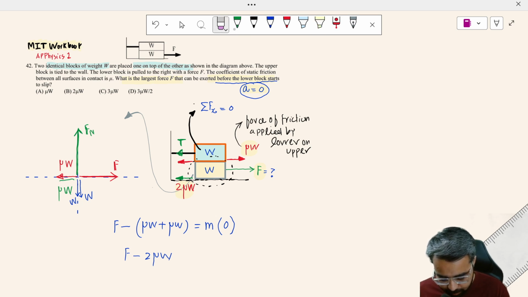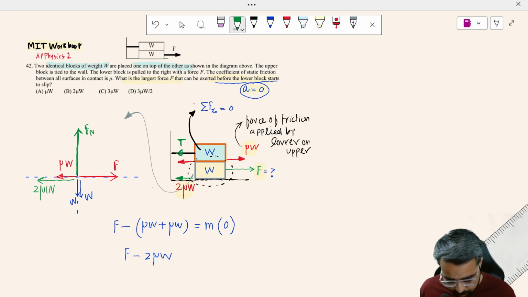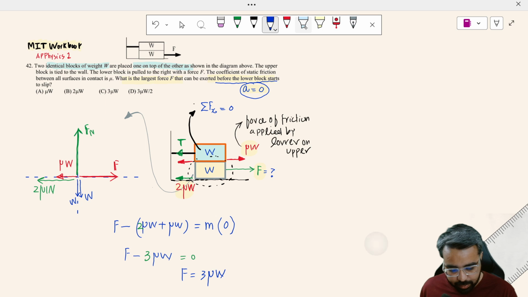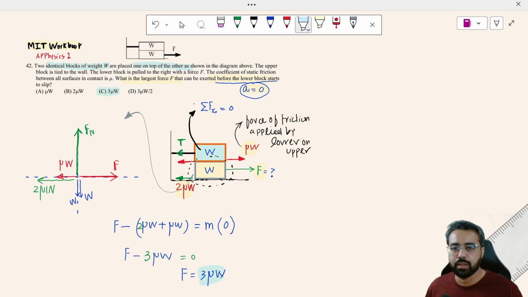That is 2 mu w. So overall, how many forces are opposing F? That is 3 mu w, so F minus 3 mu w is equal to 0, and hence the force F is equal to 3 times the coefficient of friction times w. This is the magnitude of the force. That's why option C is the right answer.